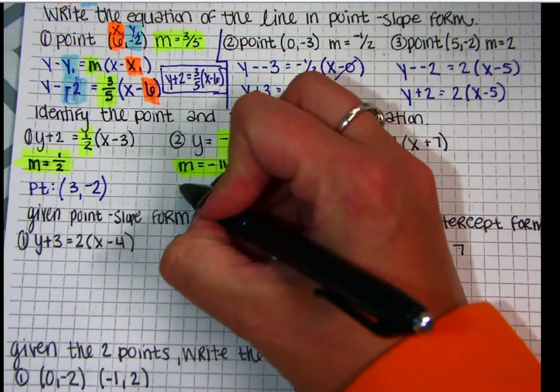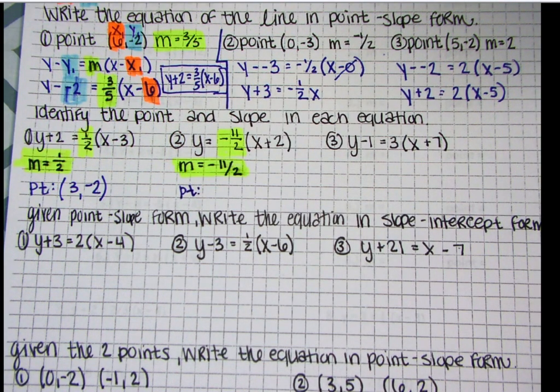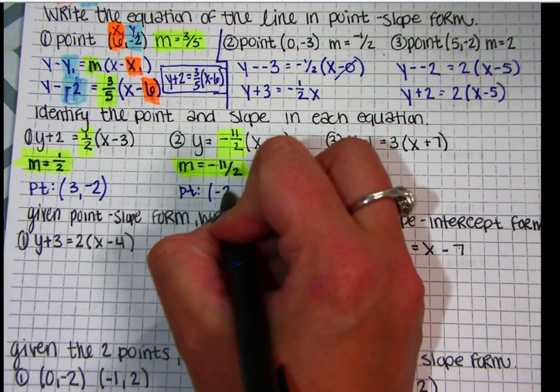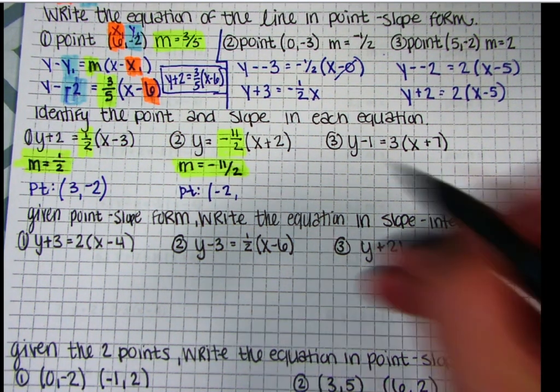What is our point? -2, comma what? Would it just be 1 because there's not a number in front of the y? What number represents nothing? 0. 0. There you go.